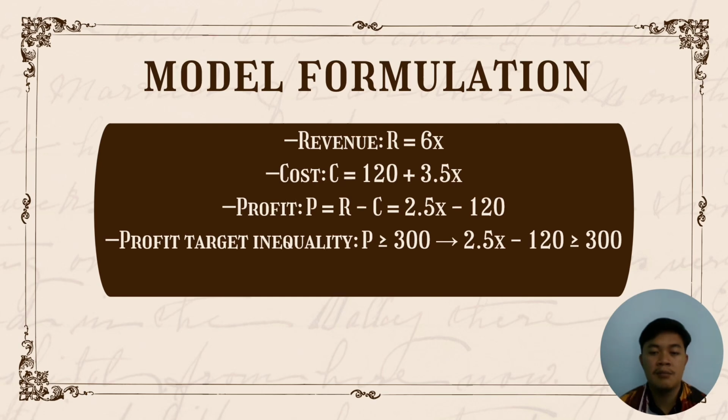we have our profit target inequality. Our goal is that P, or profit, must be greater than or equal to 300 ringgit. The formula is 2.50x minus 120, so it is greater than or equal to 300. This inequality tells us the exact minimum number of sandwiches we need to sell to hit our 300 ringgit goal.